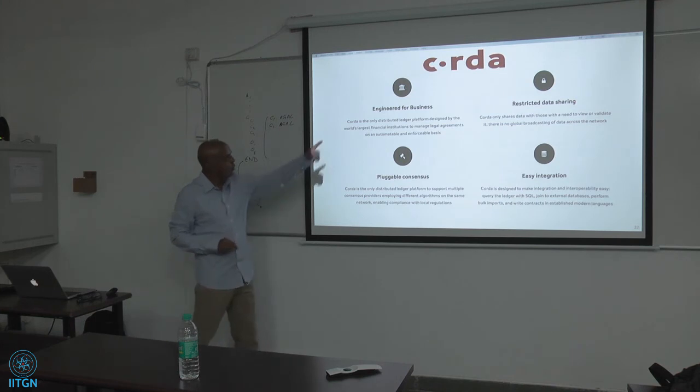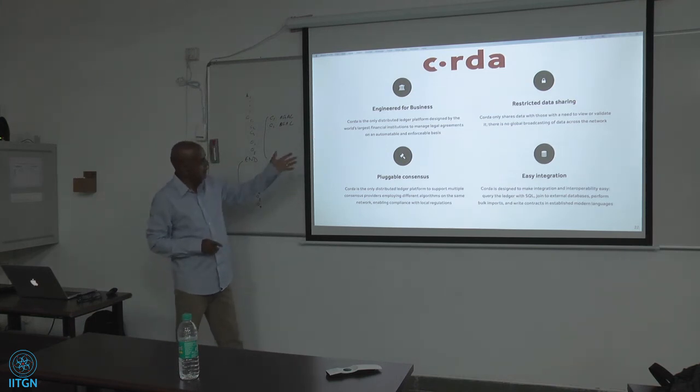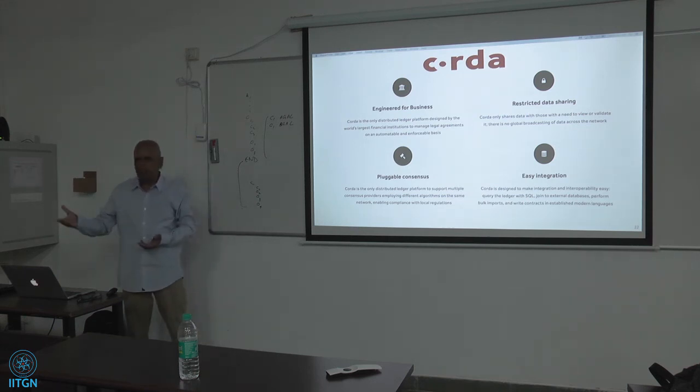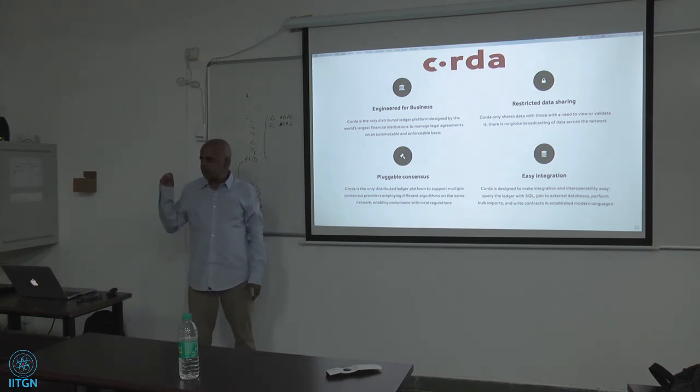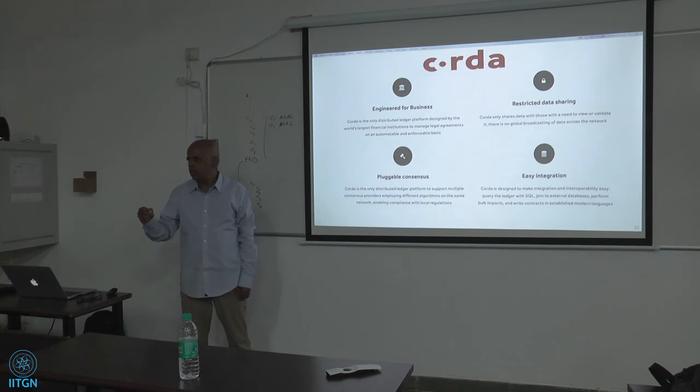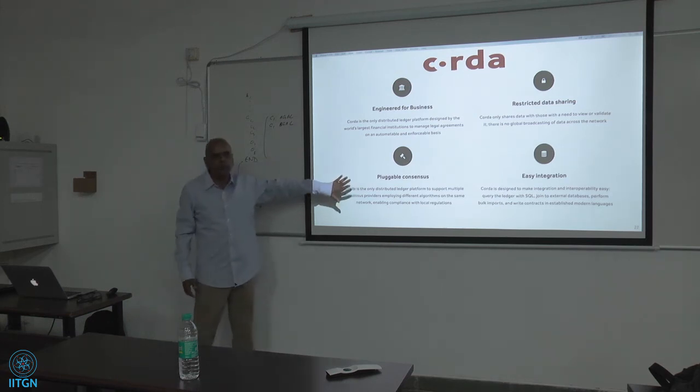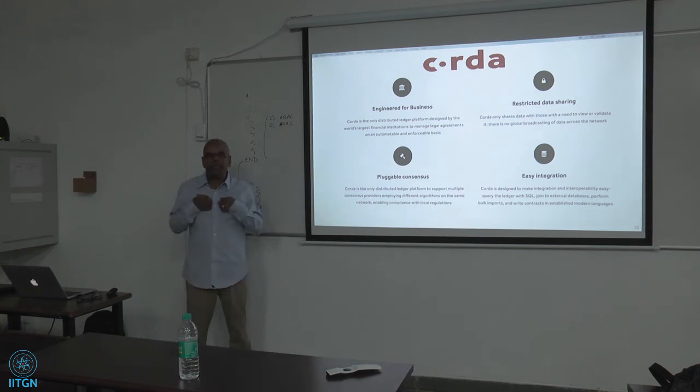Corda. They are claiming they're engineered for business. That's what they are for, companies. Data sharing is restricted. Blockchain allows it anywhere. Here, unless you want to share, no one can get it. Pluggable consensus. They're saying that you can have different consensus mechanisms, you can plug them in. So you like proof of work, plug that. Like POS, proof of stake, plug that. Like proof of something else, plug that. So they're flexible from a platform point of view, they're saying that they're not married or attached to a particular kind of consensus method.